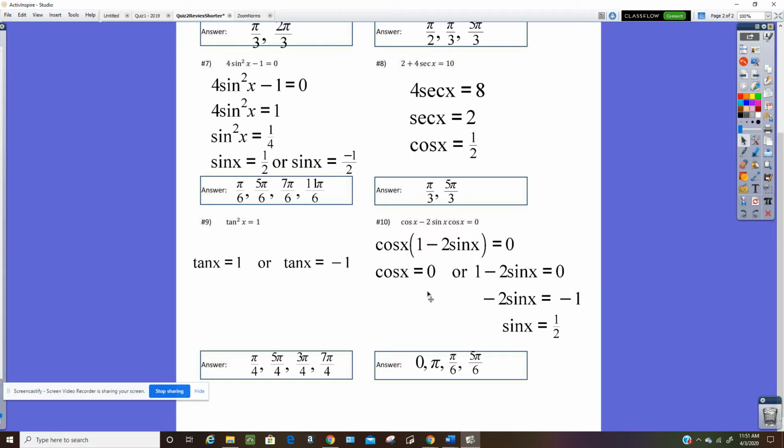So where's the cosine 0? At 0 and at 180 or pi. And where's the sine x 1/2? That's at 30 or at 150. So pi over 6 or 5 pi over 6.